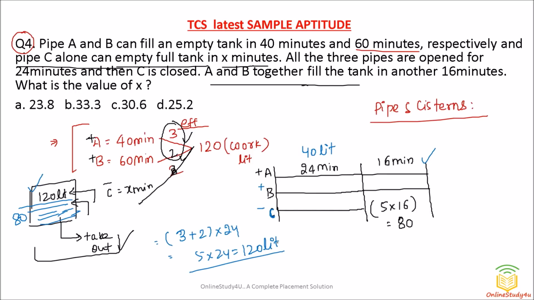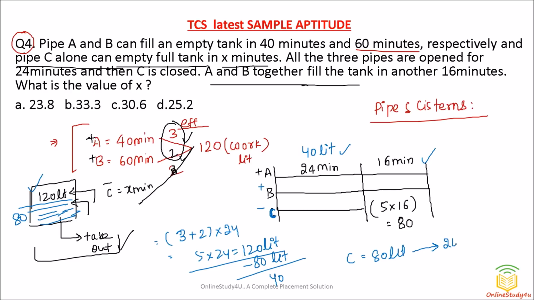But see what happened. C removed how much? C removed 80 liters. Then only 40 liters was filled. Try to understand: C removed 80 liters, that is the reason only 40 liters was filled. So C removed 80 liters in how much time?